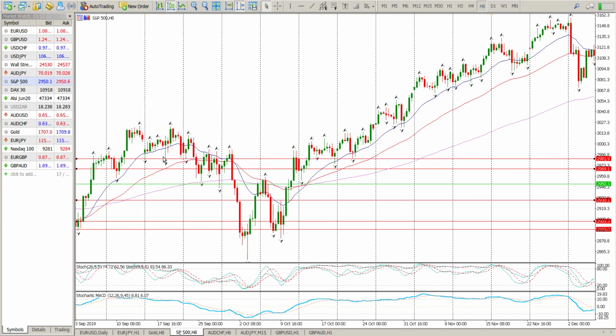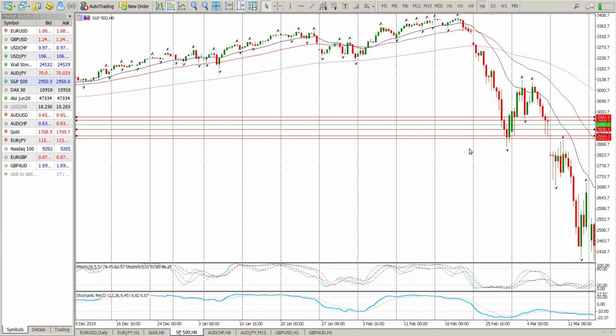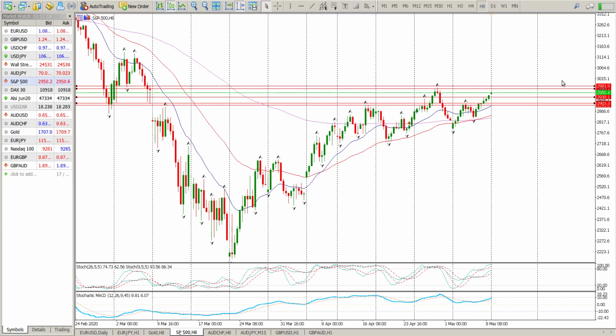You can see tail, tail, tail. A lot of chaos around it, tail, tail, tail. So this would be the next area, 2981 or 82. Okay, so pretty tight at the moment.